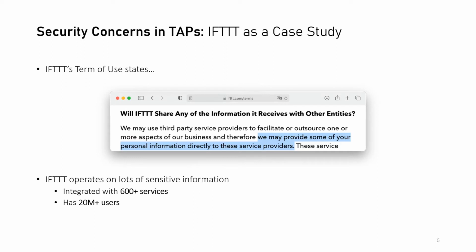We use IFTTT, which is arguably the most popular TAP, as an example to showcase the security concerns. First, in IFTTT's terms of use, it explicitly states that they collect personal data from third parties and may share them with other third parties. And indeed, IFTTT does operate on lots of sensitive information. Currently, it has integrated with more than 600 services and has more than 20 million users, making it a very attractive target for attackers.